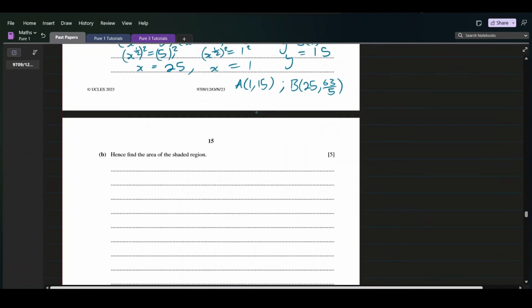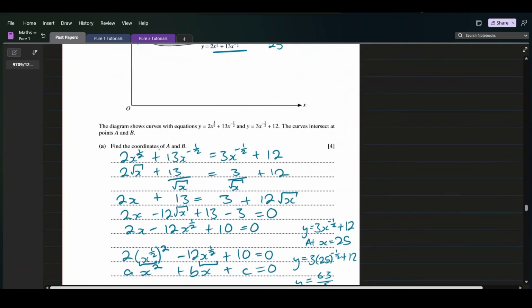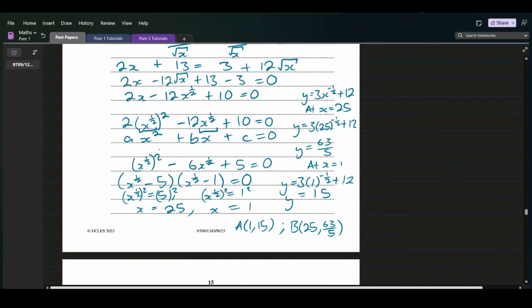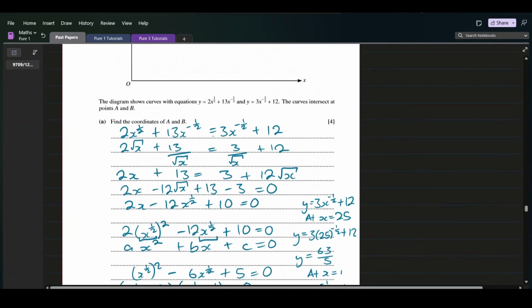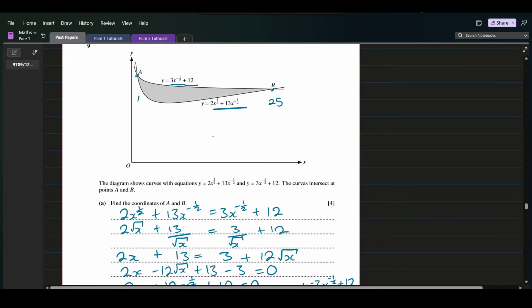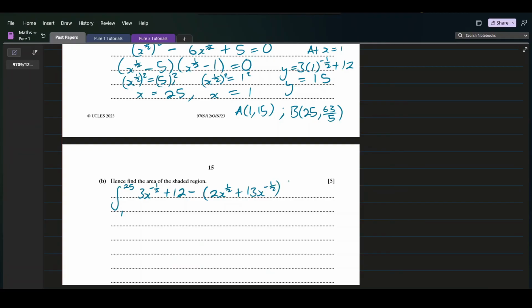Okay. So this is the integral from 1 to 25 of our upper curve. Our upper curve is 3x to the negative half plus 12, minus the lower curve, which is 2x to the half plus 13x to the negative half. And this is all with respect to x.